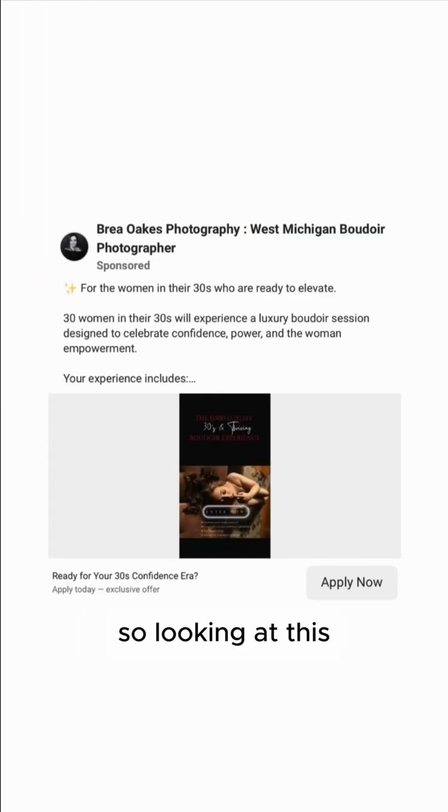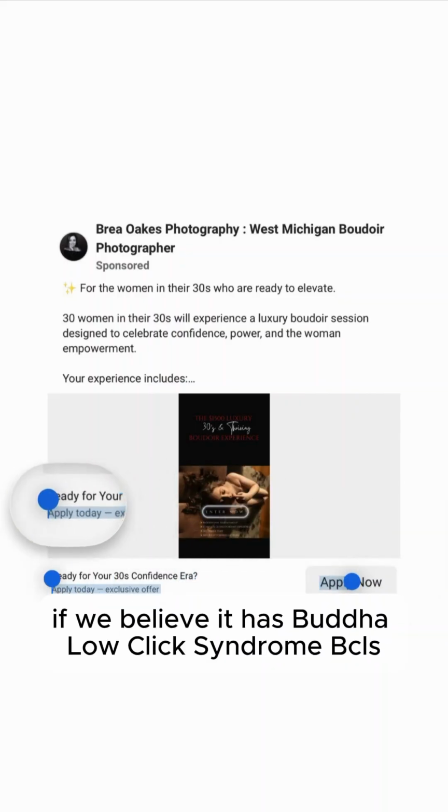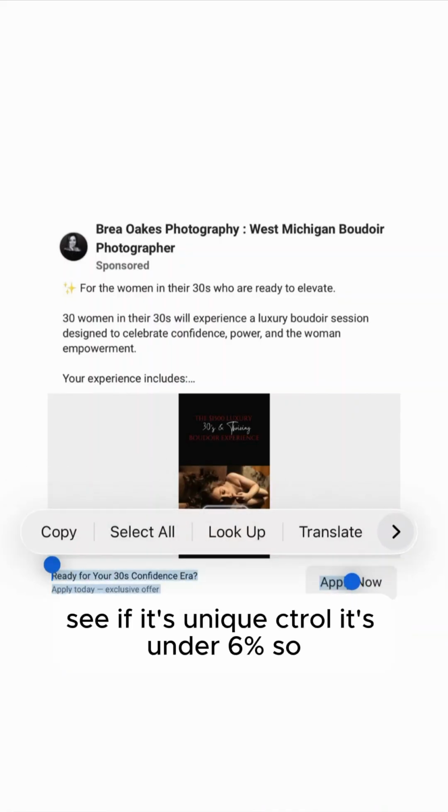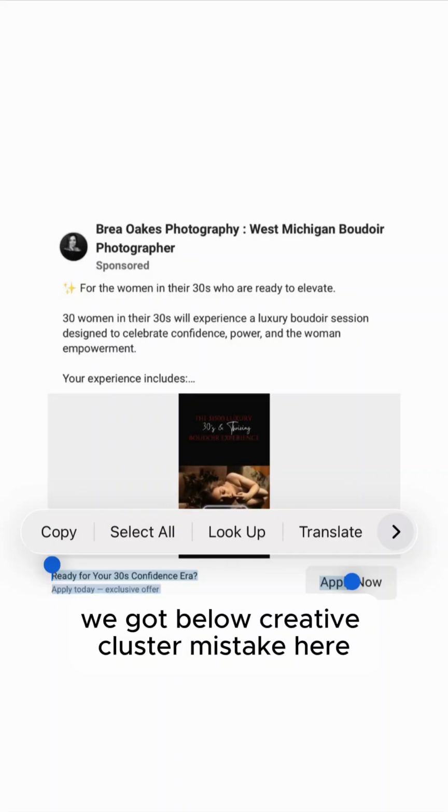So looking at this, we're going to diagnose if we believe it has Boudoir low click syndrome, BLCS. See if its unique CTR is under 6%. So let's see. We've got the creative cluster mistake here.